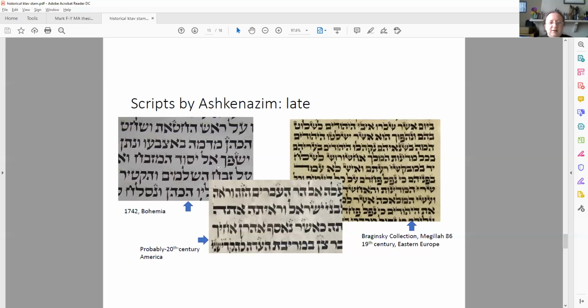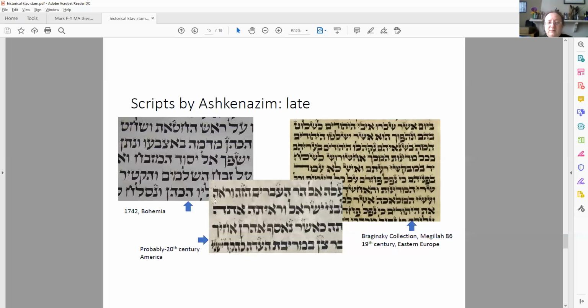I don't think that's an artifact of later correction, because I worked on that scroll up close and you could tell. And here's a 19th century Eastern European Megillah that again looks very Gothic-y, very Ashkenazi. And now the shins have become terribly pointed. So that's a whole thing.